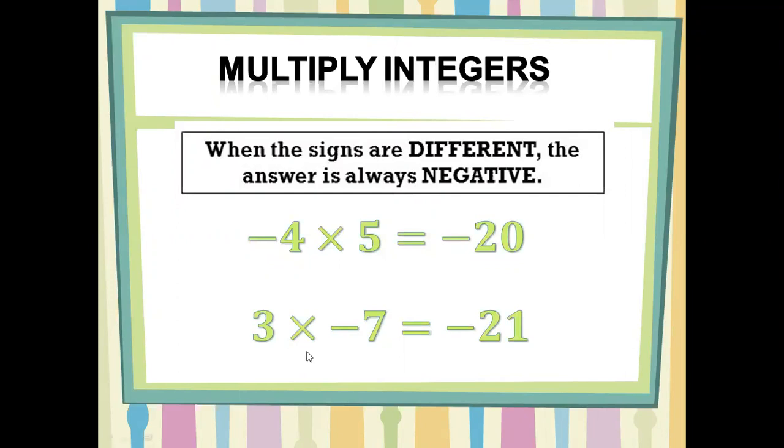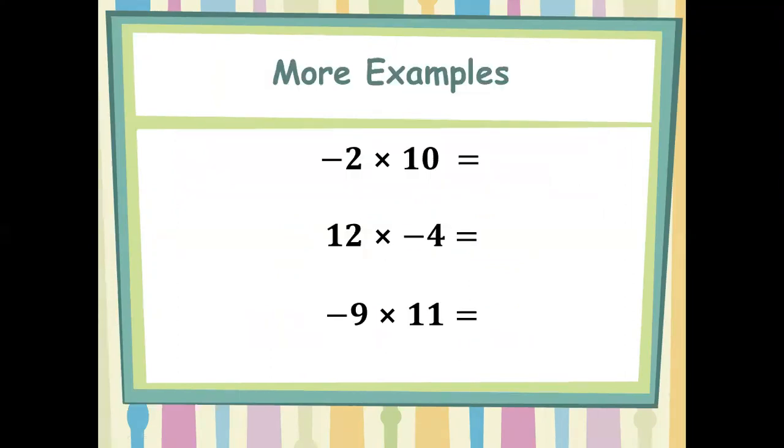So the one below is the same as well. 3 multiplied by negative 7. Again, we are multiplying a negative number, but just multiply the numbers. 3 7s are 21, but because we multiplied by negative 7, the answer is going to be negative as well. So here are some more examples.